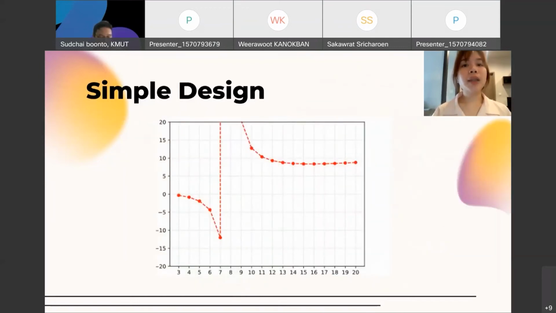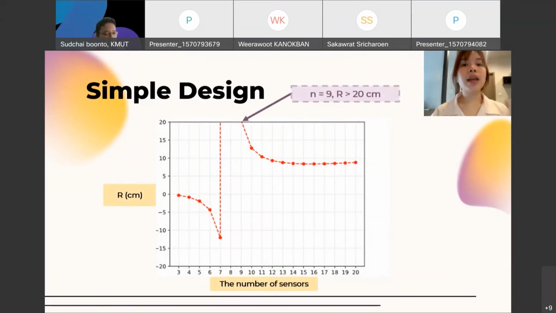This graph plots the number of sensors against the operating point. You can see that when the number of sensors is 8, the operating point is infinite. This means that the detecting zones don't overlap, so it cannot cover 360 degrees. This design requires at least 9 sensors. However, it is not suitable for small robots because the operating point is too large. When the number of sensors is 16, it provides the best performance in terms of the closest distance.